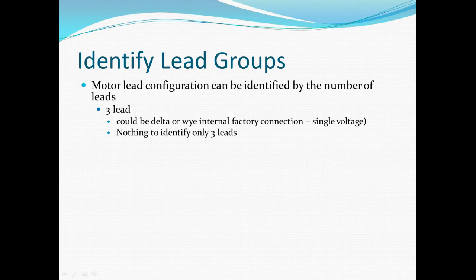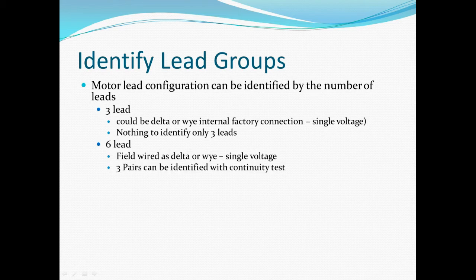Obviously they can be identified by the number of leads that are available to us. There's a 3-lead. This can be delta or Y internal. It's only a single voltage, and there's really nothing to identify because there's only 3 leads available. Now a 6-lead, we can identify the 6 leads. We can field wire this as delta or Y. It's only a single voltage, and there's 3 pairs that can be identified with our continuity test.